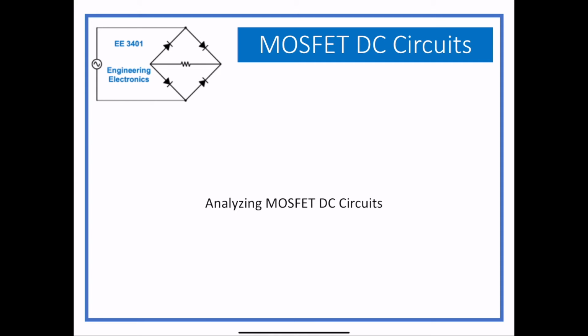DC circuits for MOSFETs. These are the things you need to remember when analyzing circuits with MOSFETs. First of all, the gate current is always 0, sort of like with op-amps. There is no current flowing into the gate, so whatever circuitry goes around that, we just automatically assume that that's not an issue.